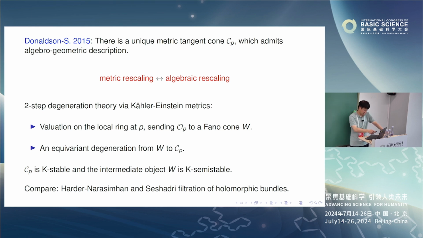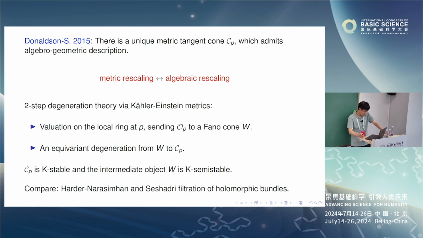So there is a valuation on the local ring at the point P that sends the singularity, by an algebraic degeneration, to something which is a cone. It's called the algebraic Fano cone W. But this W is not necessarily equal to C_P in general. So there's a further equivariant degeneration from W to C_P that's required. You should compare this with bundle theory, where there's a Harder-Narasimhan filtration and the Jordan-Holder filtration that degenerate a bundle to semi-stable bundles and to polystable bundles.